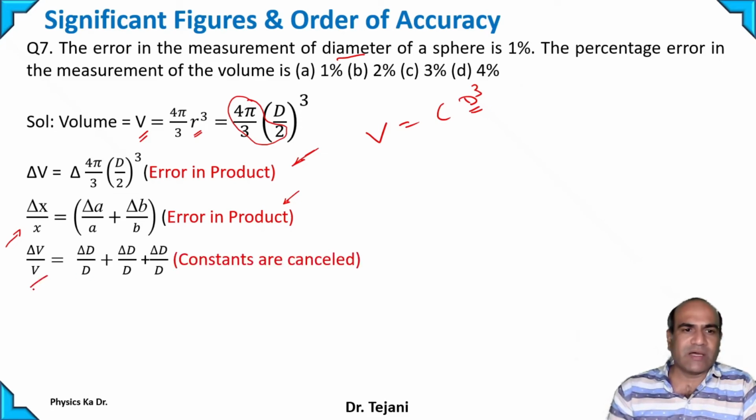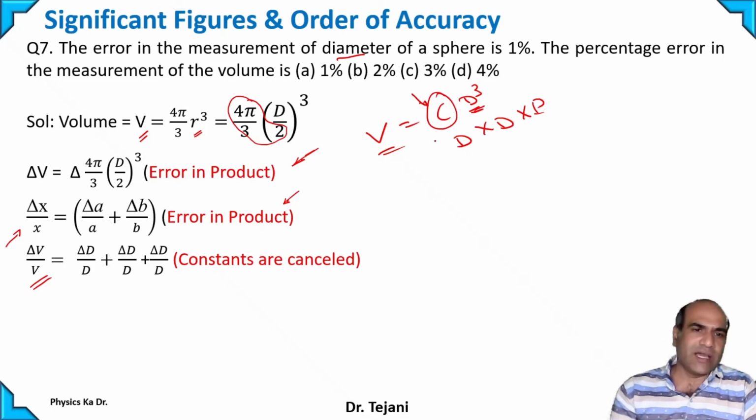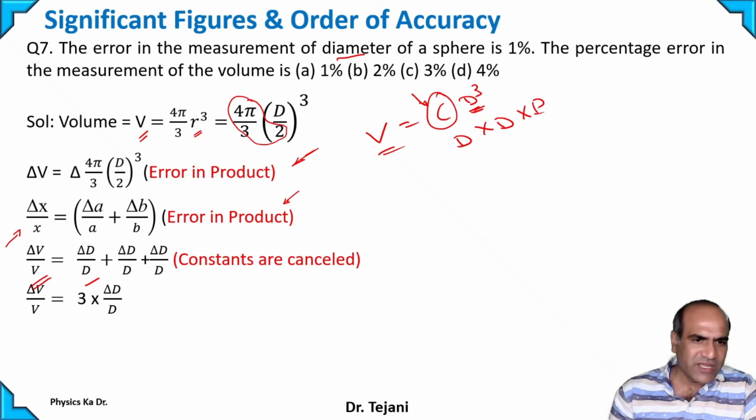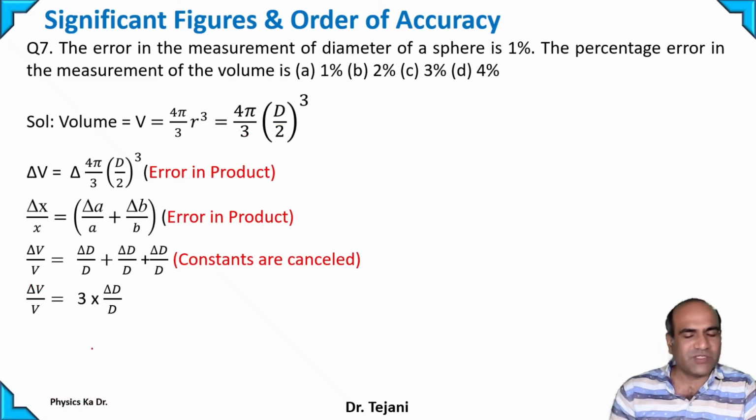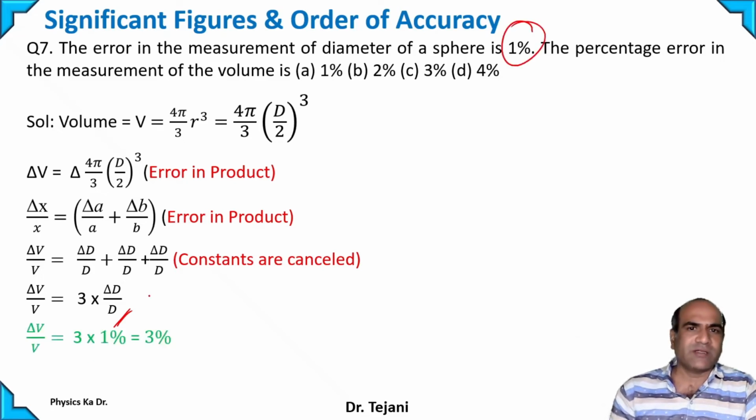So it becomes delta V by V equal to 3 times, that is d multiplied by d multiplied by d. And this constant value is not covered in this error, so the constant remains as it is. It does not make any change in the error. So that becomes delta d by d plus delta d by d plus delta d by d, that is 3 delta d by d. What is delta d by d? 1%. Put this value here, 1%. The answer is 3%.